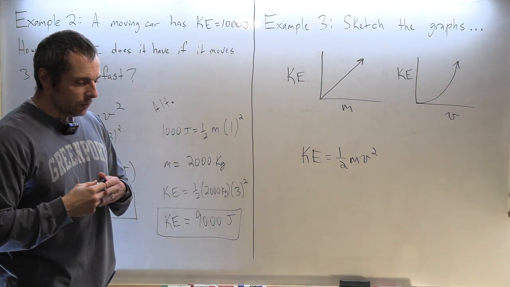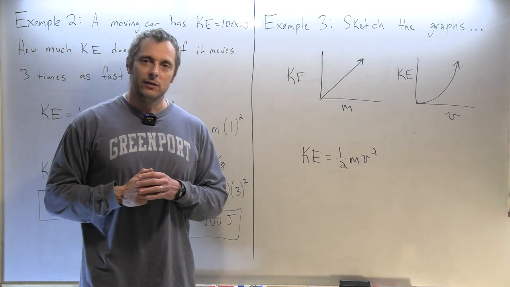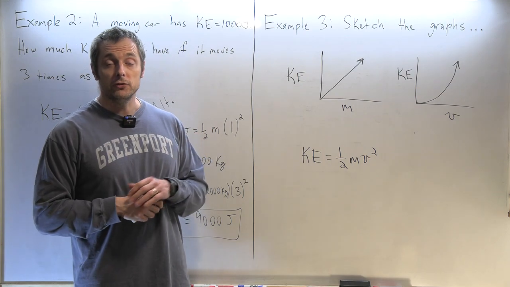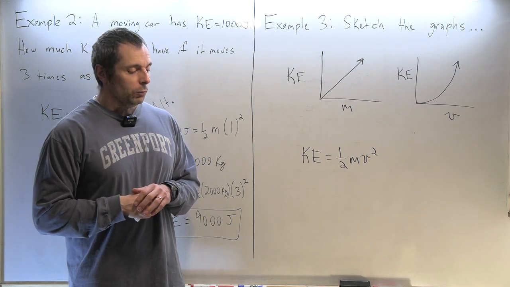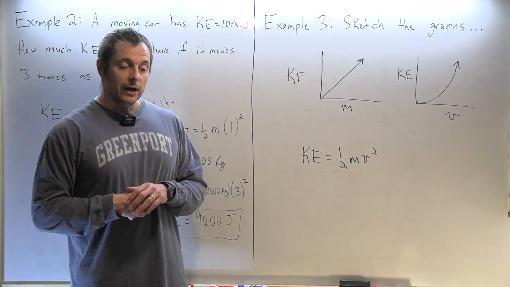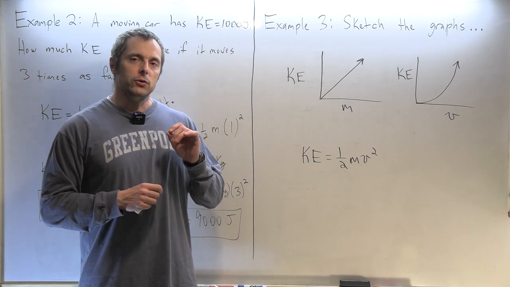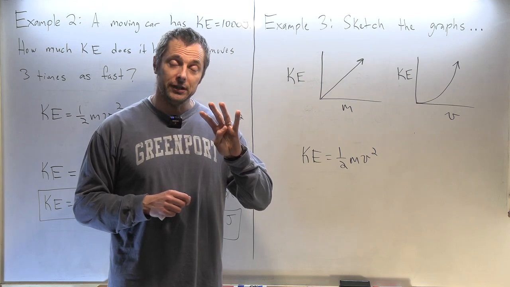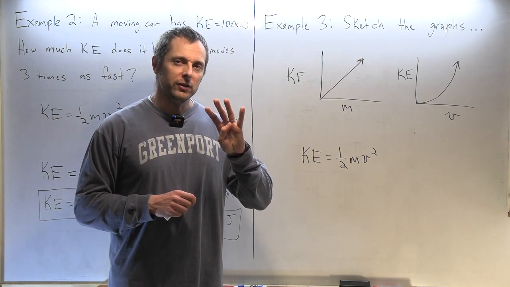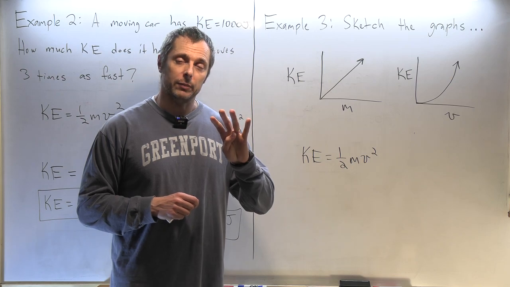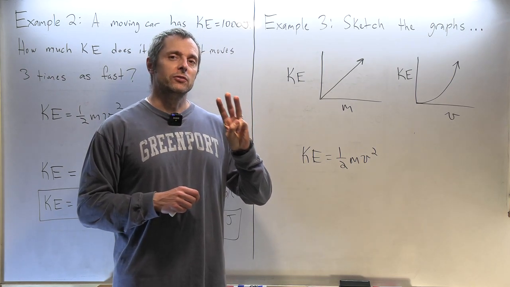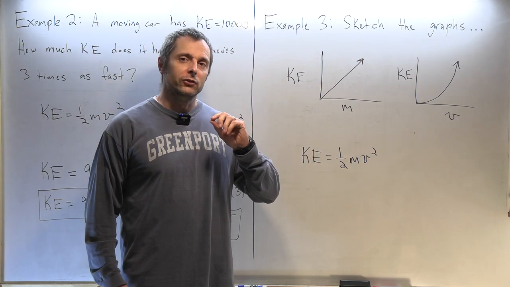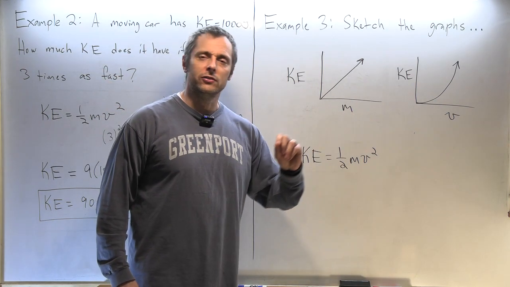This explains why, in driver's ed, or your parents might lecture you a lot about speeding, because we'll see in the calculation later in this topic that if you go twice as fast, you're going to have 4 times as much kinetic energy. It'll take you 4 times the distance to stop. If you go 3 times as fast, you have 9 times the kinetic energy, as we just saw. It'll take you 9 times the distance to stop.